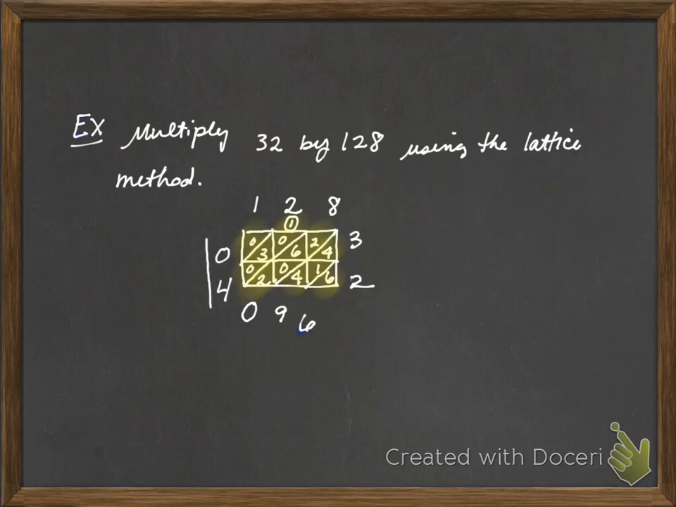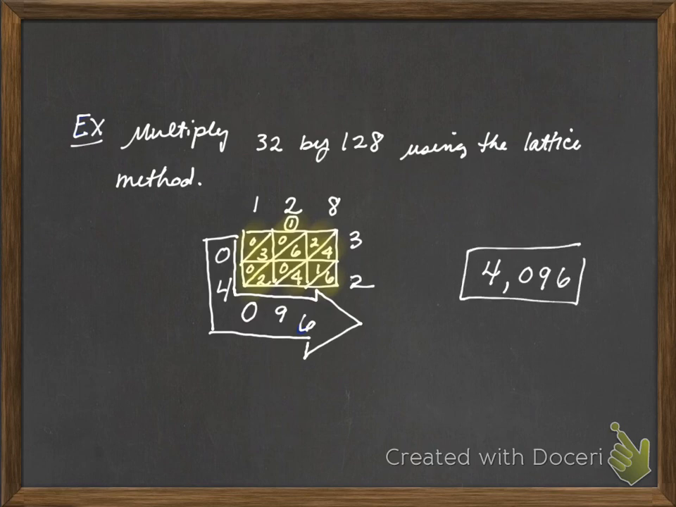And the last step was to read off my values starting in the left-hand corner and working my way around until I get into the right-hand corner. So the answer to this one is 4,096. If I use my calculator and multiply these two numbers together, 128 times 32, I'm going to get 4,096.